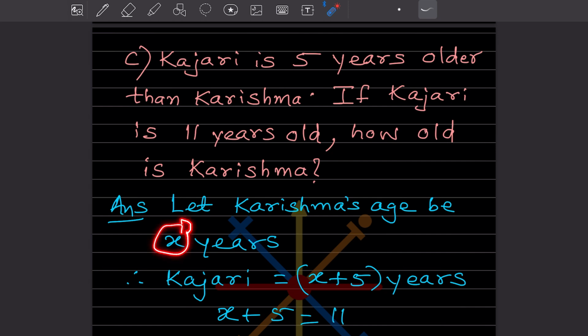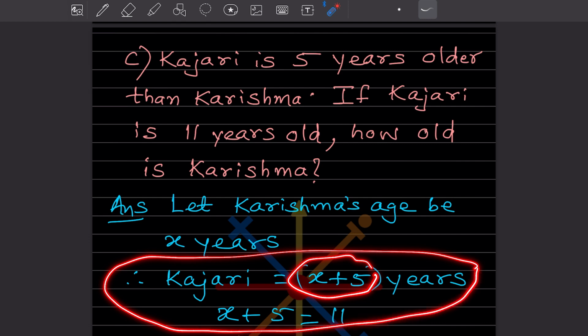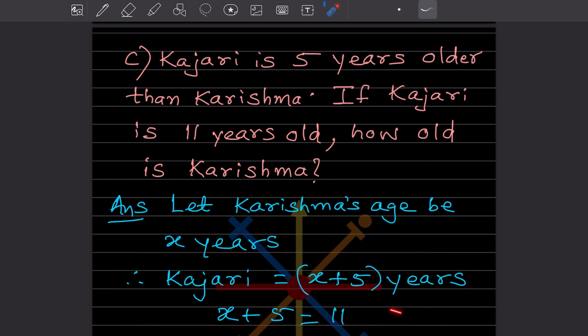So, 5 years older means you are going to add this one, isn't it? So, here x plus 5. And if Kajri is 11 years old, that means this 11, we can also write it over here. So whatever we got, x plus 5 is 11. This we are thinking about Kajri, okay? So first thing we wrote that she is older, that is by 5. And then we are writing her age is 11. So that is x plus 5 equals 11, and so this is the equation.